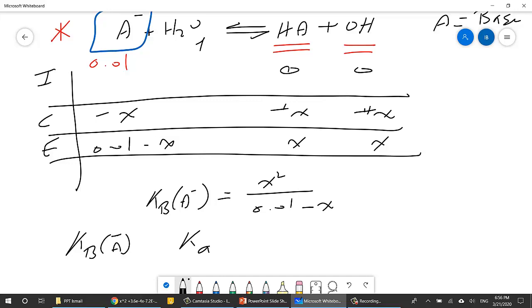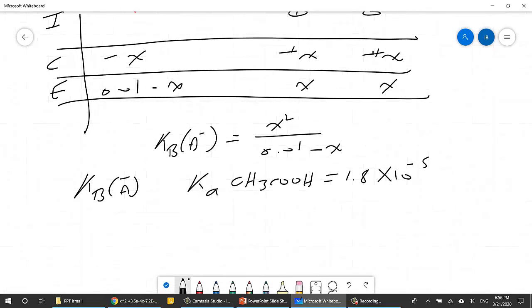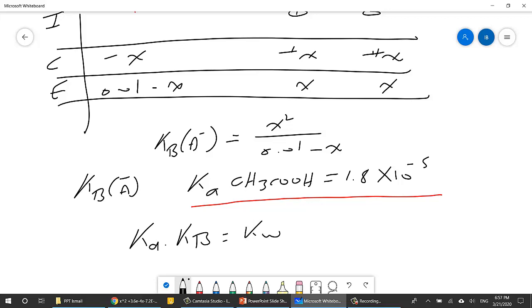The Ka for CH3COOH is equal to 1.8 times 10 to the minus 5. This is a value that I'm providing for you. How do you calculate Kb from that? Well, we know that Ka times Kb is equal to Kw.